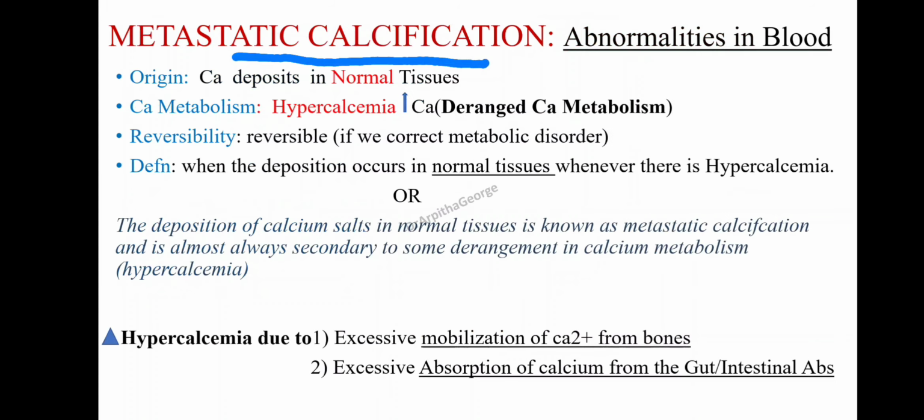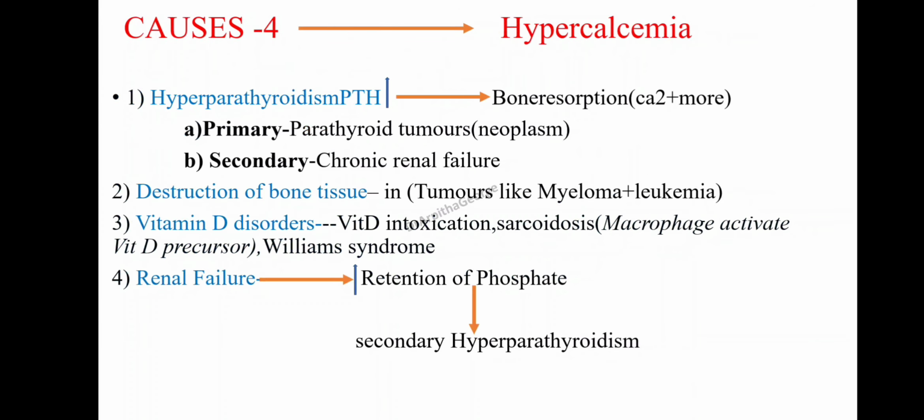Again, these causes are going to lead to hypercalcemia, and hypercalcemia is going to lead to metastatic calcification. Then we'll see what the causes are. What are the causes of what? Metastatic calcification? No. Before metastatic calcification, what has to happen? Hypercalcemia has to happen. We'll see what the causes for hypercalcemia are.